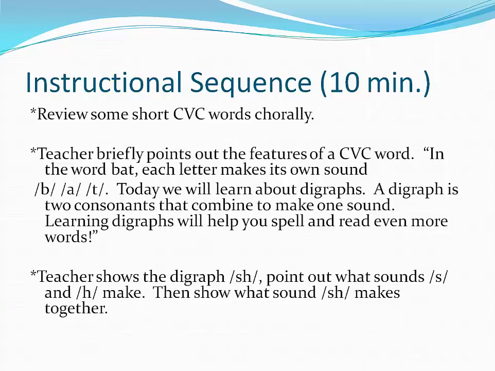The instructional sequence will start by reviewing some short CVC words with the group chorally. The teacher will then briefly point out the features of a CVC word. For example, in the word bat, each letter makes its own sound: b-a-t. Today we will learn about digraphs. A digraph is two consonants that combine to make one sound. Learning digraphs will help you spell and read even more words.